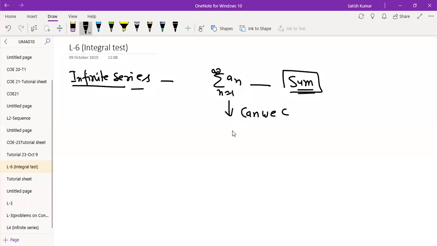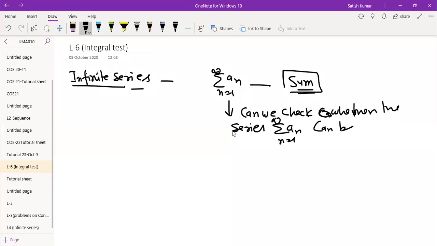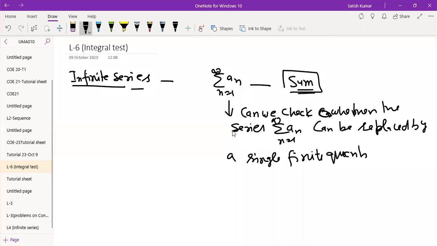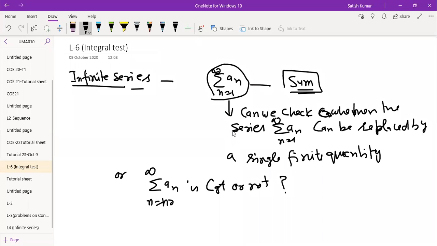So can we check whether the series can be replaced by a single finite quantity? Initially we are interested in its sum, but if it is not possible to find the sum, then the next point was, can we check whether the series summation an can be replaced by a single finite quantity? In other words, whether this summation an from some given number to infinity is convergent or not. So that is our main motive.